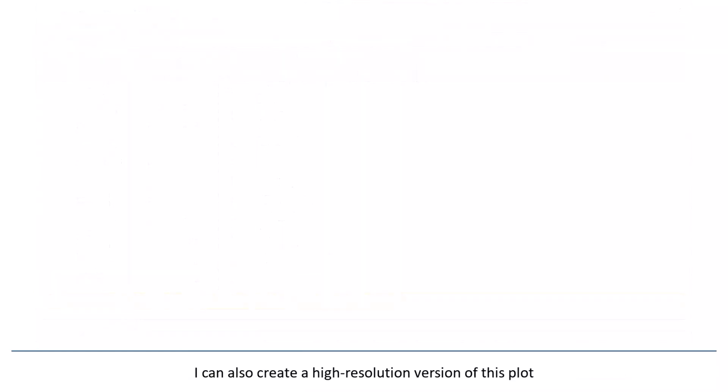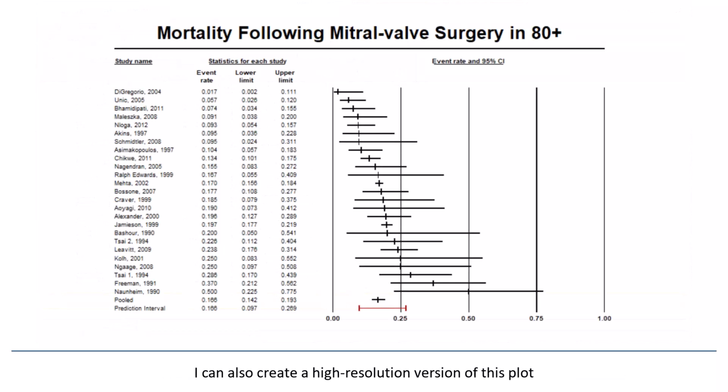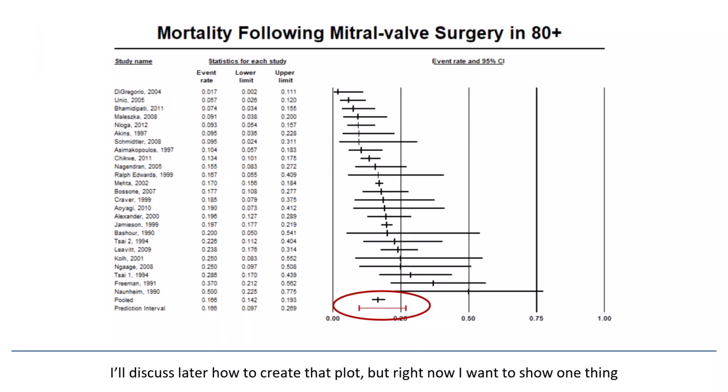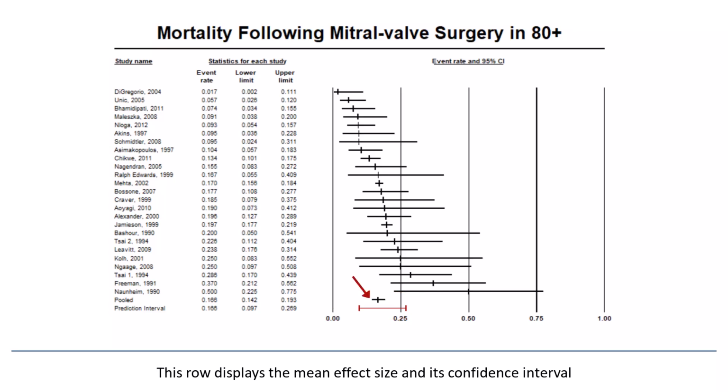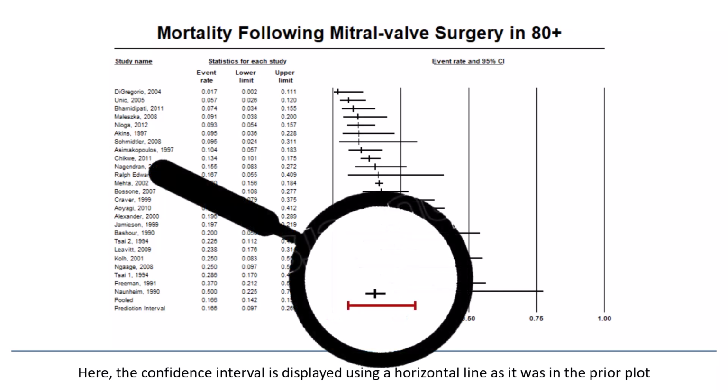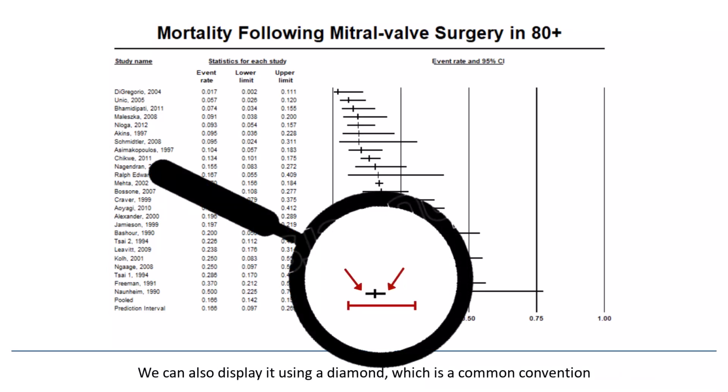I can also create a high-resolution version of this plot. I'll discuss later how to create this plot, but right now I want to show one thing. These two rows are the same as the ones we saw a moment ago. This row displays the mean effect size and its confidence interval. Here, the confidence interval is displayed using a horizontal line as it was in the prior plot. We can also display it using a diamond, which is a common convention. But whether we use a line or a diamond, the meaning is the same.